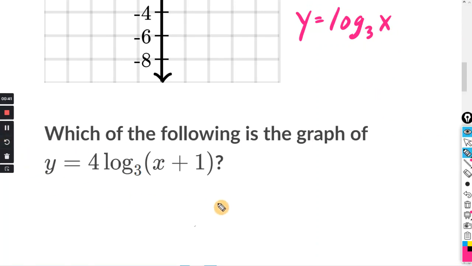So if you recall, when you add or subtract from just x and not the entire equation, it shifts the function to the left or right. And it's actually reversed, in the sense that plus 1 will shift it to the left and not to the right. So the plus 1 makes it shift left 1 unit.